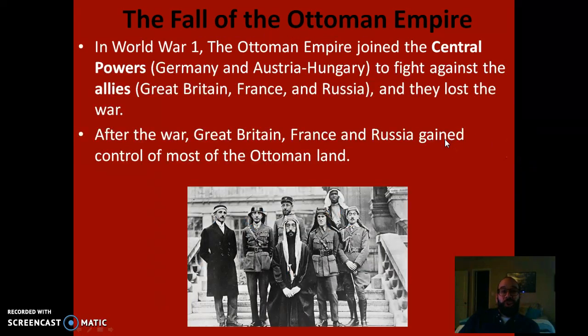Now, they joined the Central Powers in World War I, which started in 1914, I believe. So they teamed up with Germany and Austria-Hungary to fight the war against the British, the French, and the Russians. And they lost. The Ottomans lost, the Germans lost, the Austrian Hungarians lost, and the British and the French and the Russians won. So after the Ottoman Empire lost World War I, they lost a bunch of their land. And who took control of it? Mostly Great Britain and France. Here in this picture you can see some Ottoman military guys who participated in World War I.